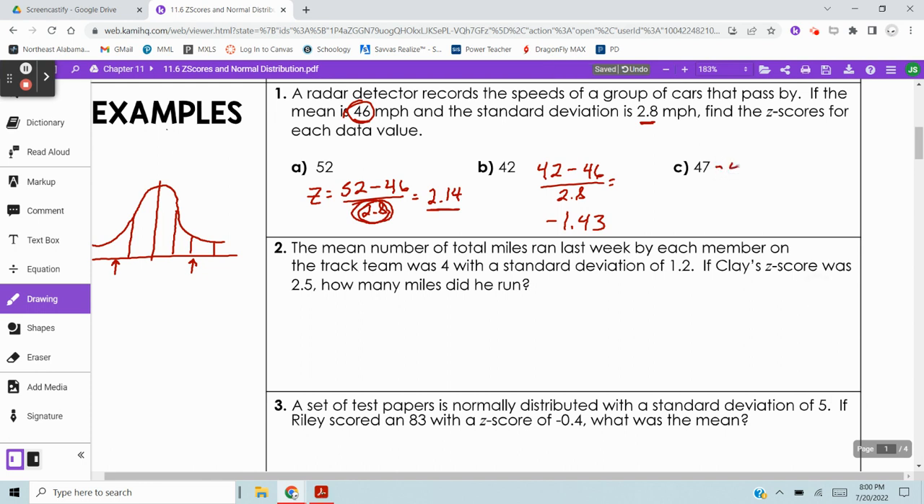So it'd be 47 minus 46, simply divided by 2.8, and that tells us that we are 0.36, a little less than half of a standard deviation away from our mean, which means we're really close. That makes sense because we're only a value of 1 away, and it's 1 in the positive direction. Something to think about: we're not quite a whole standard deviation away, because a whole deviation would be 2.8, but we're only 1 away and not 2.8 away.